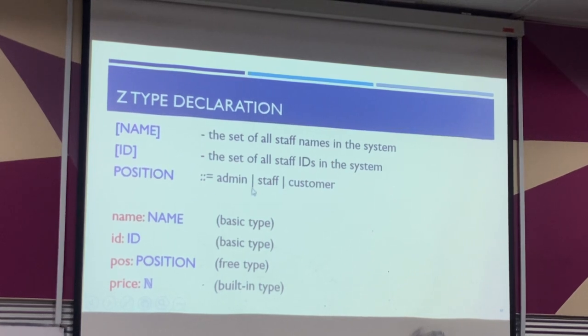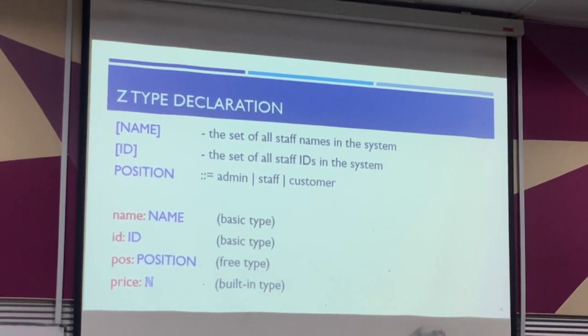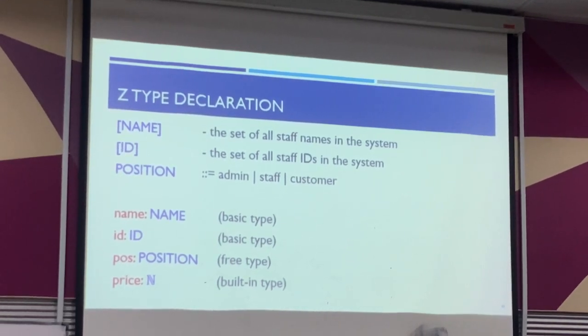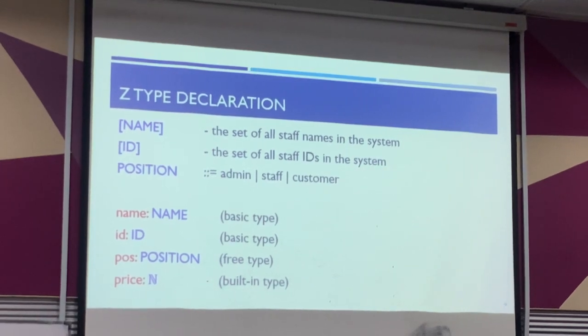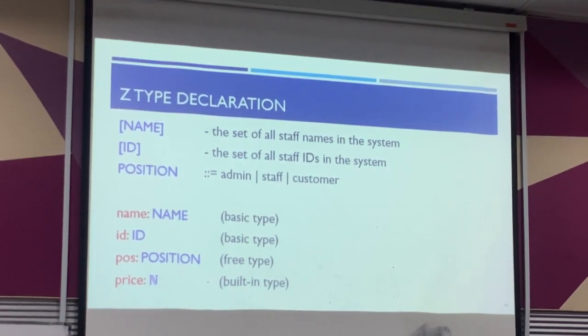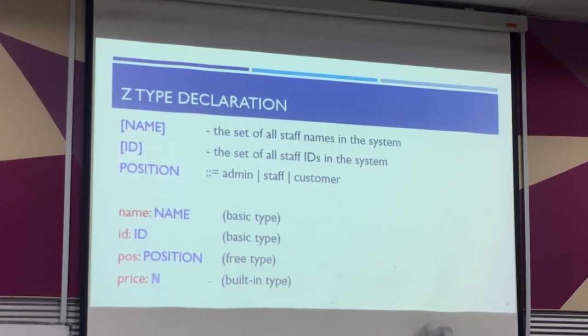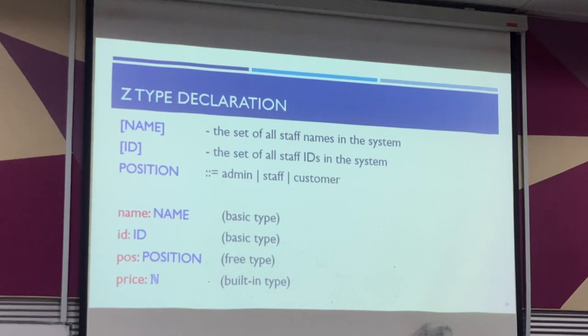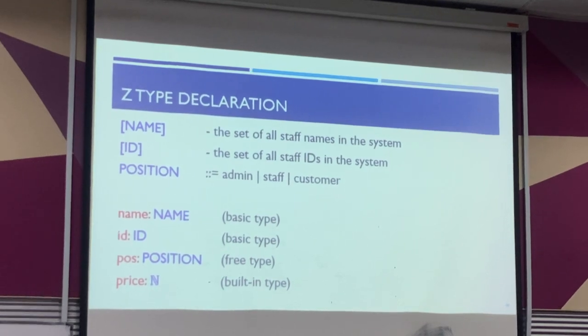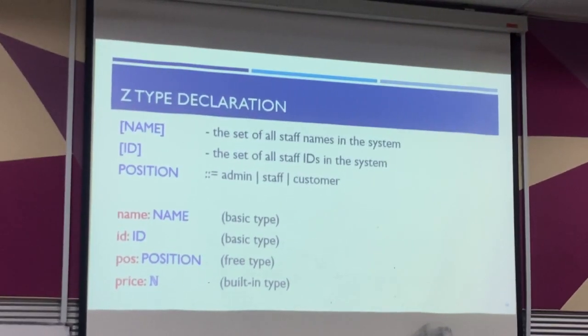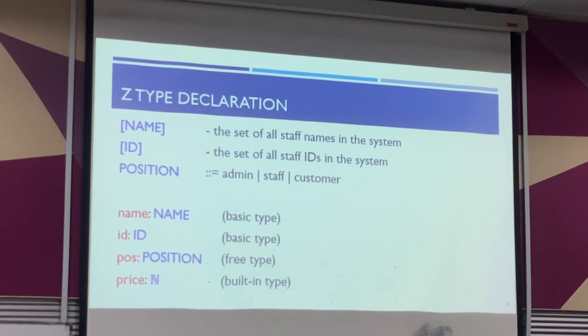Then I have the branch separator, meaning that the position of my staff is either admin or staff or customer, for example. It is either one. You cannot have two at the same time. So either one only. It's like gender. Let's say you want to check the gender, female or male. Don't put others also. In Malaysia, we are not accepting others. So put female or male only for gender, for your system. So you can use a free type to represent it.